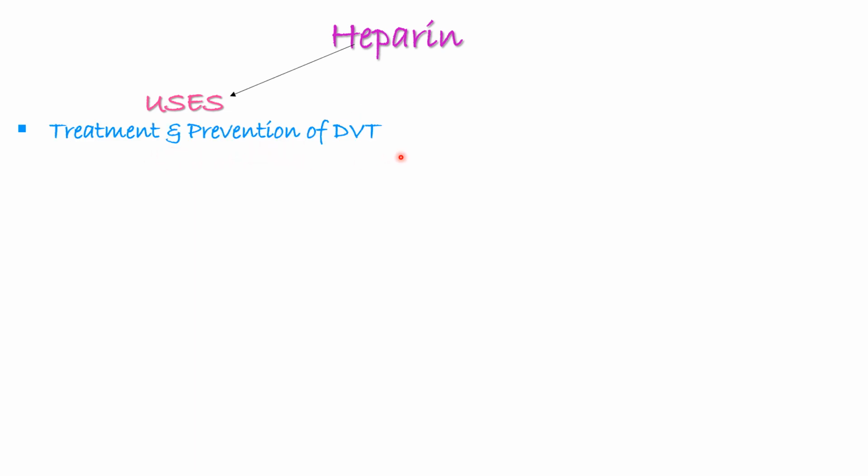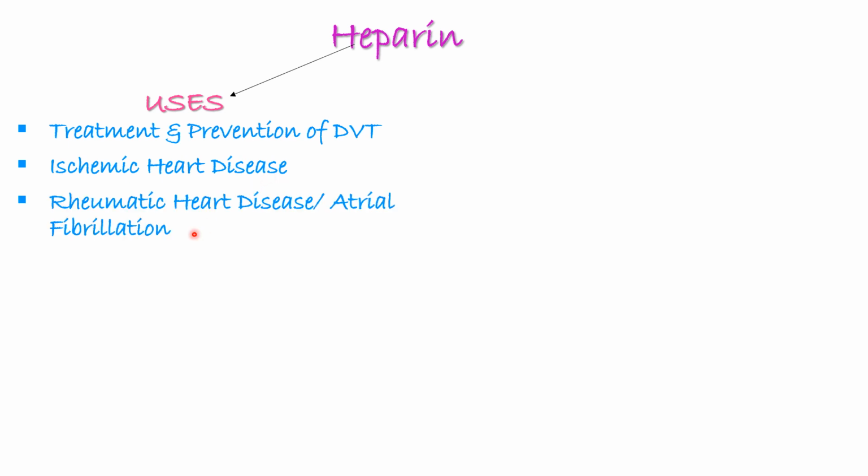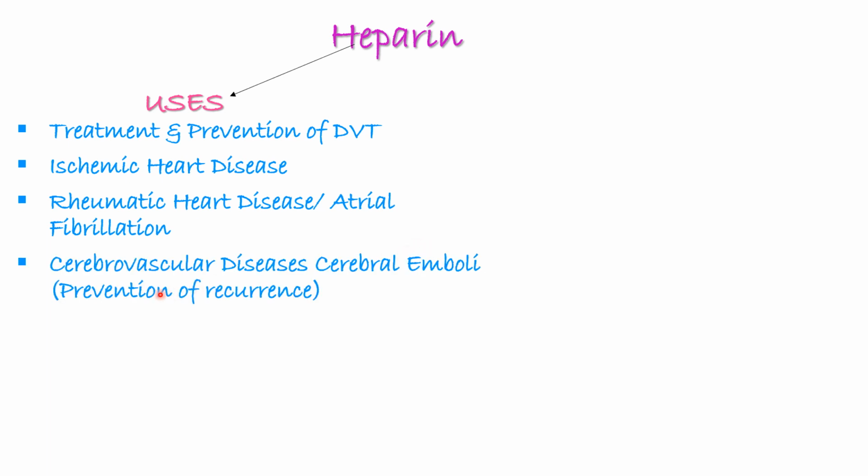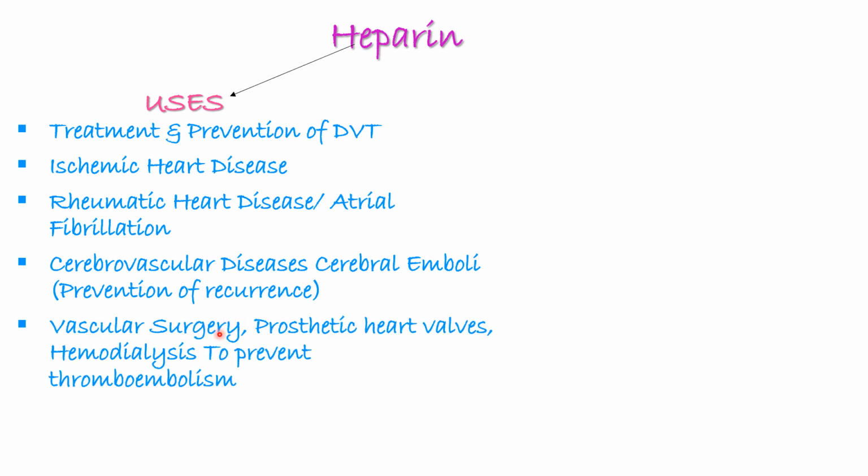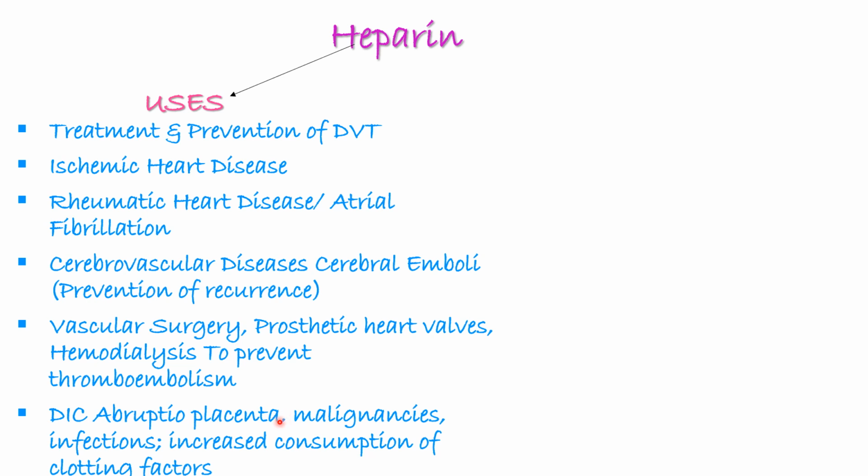So we're going to see uses: treatment and prevention of DVT. DVT is where we have formation of blood clots in the deep veins. In ischemic heart disease, this is when you have atherosclerotic plaque, where platelets and hemostasis play a role. Then we have rheumatic heart disease or atrial fibrillation. We have cerebrovascular disease or cerebral emboli, and also prevention of recurrence. Then in vascular surgery, this is just for prophylaxis, and in prosthetic heart valves and hemodialysis to prevent thromboembolism. And then when you have DIC, placental abruption, malignancy, infection, and any place where you have increased consumption of clotting factors.